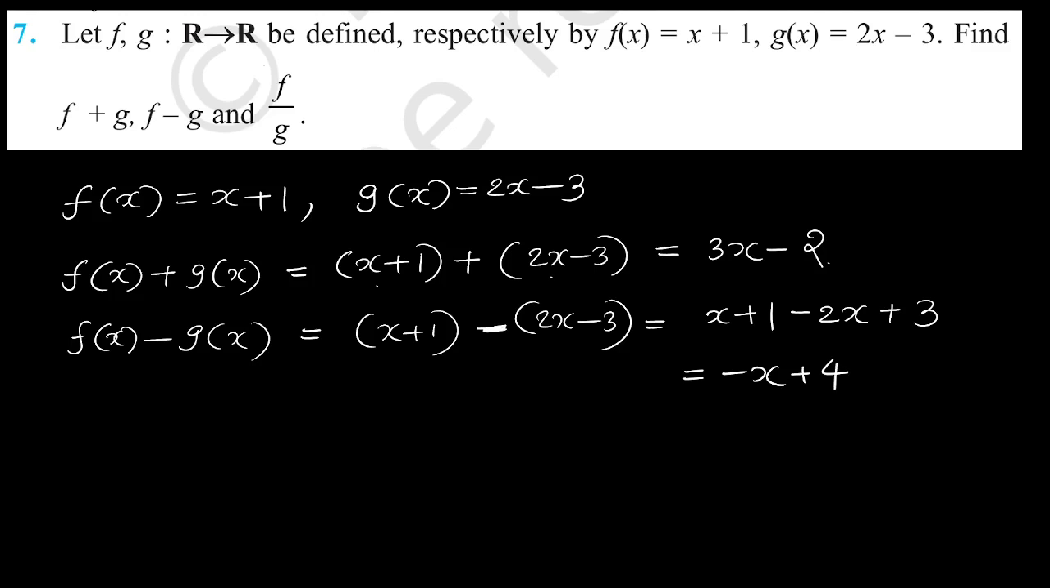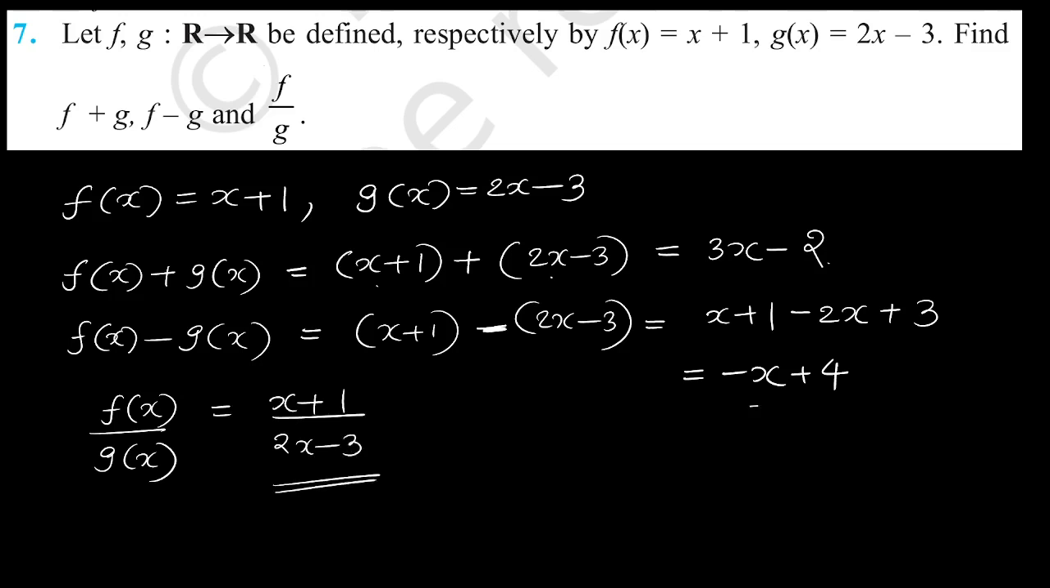The last one is f by g, the short form of f of x by g of x. No simplification is required. x plus 1 by 2x minus 3. Is all of it clear? Aryan, Rakshana, Shivani, all of you clear? Yes, sir. So you please write down.